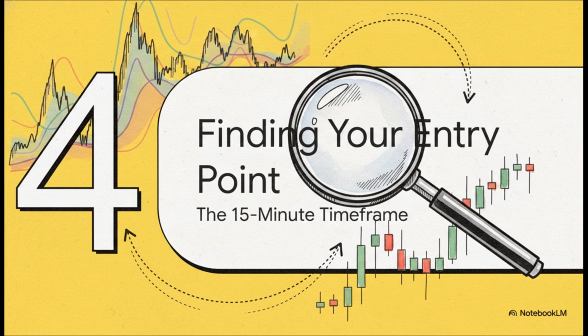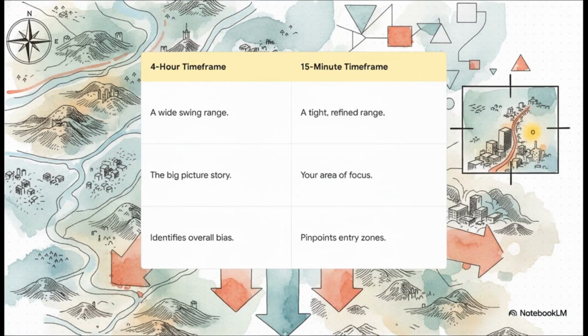We drop down to the 15-minute time frame to really refine our area of focus and start pinpointing where we might want to get involved. Think of it like this. The 4-hour time frame gives you the world map. It tells you the general direction of your journey. But the 15-minute chart, that's the detailed street map of the specific city you're interested in. We're going from a wide, general bias to a very specific actionable zone.